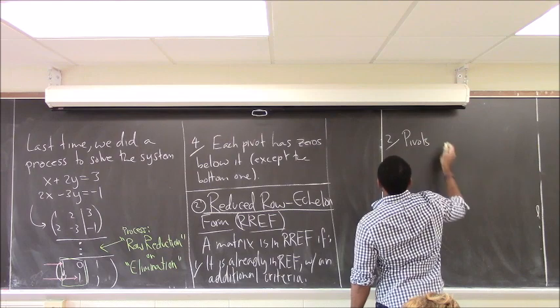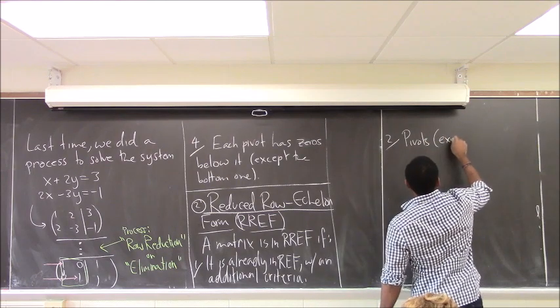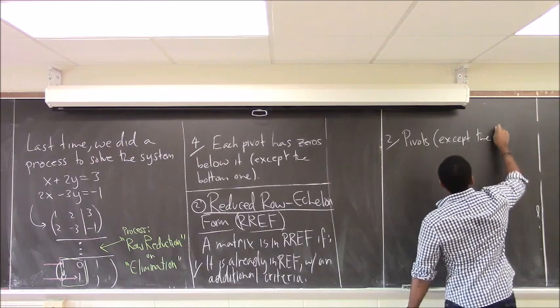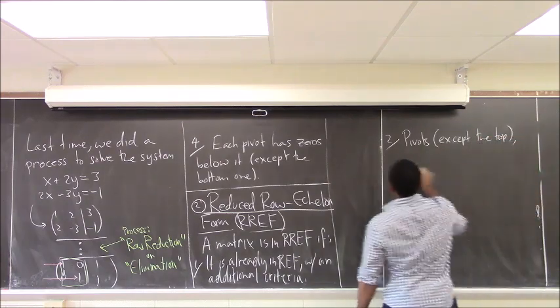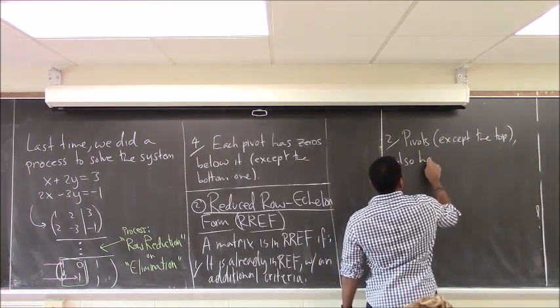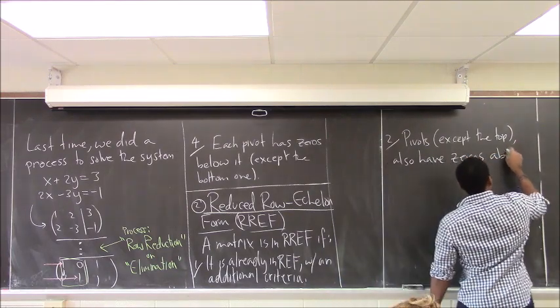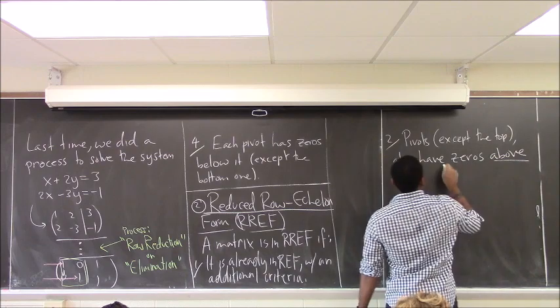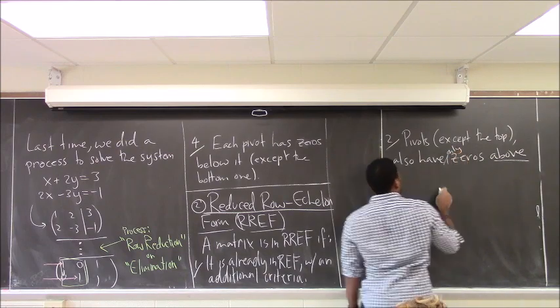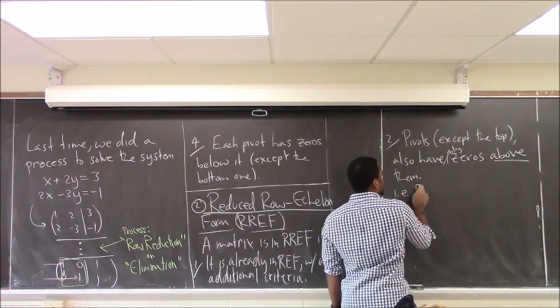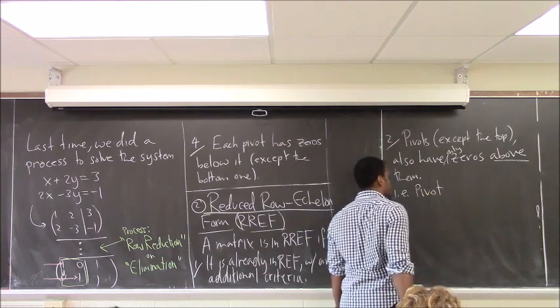So pivots, except the top one, of course, also have zeros above them. Also have only zeros above them. Pivots are the only non-zero numbers in their column.